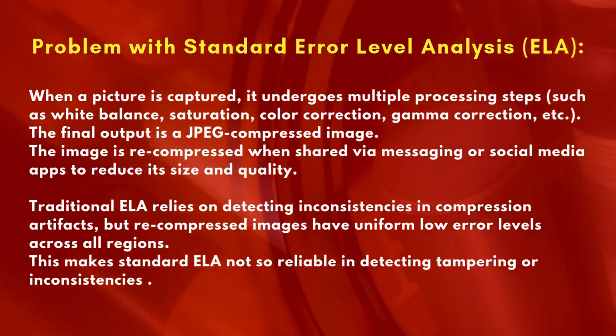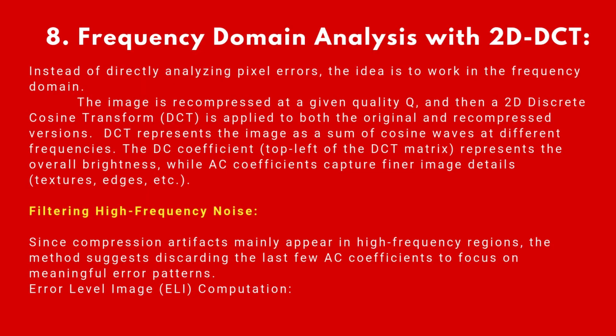Instead of directly analyzing pixel errors, the idea is to work in the frequency domain. The image is recompressed at a given quality Q, and then a 2D discrete cosine transform, DCT, is applied to both the original and recompressed versions. DCT represents the image as a sum of cosine waves at different frequencies. The DC coefficient, top left of the DCT matrix, represents the overall brightness, while AC coefficients capture finer image details, textures, edges, etc. Since compression artifacts mainly appear in high-frequency regions, the method suggests discarding the last few AC coefficients to focus on meaningful error patterns.